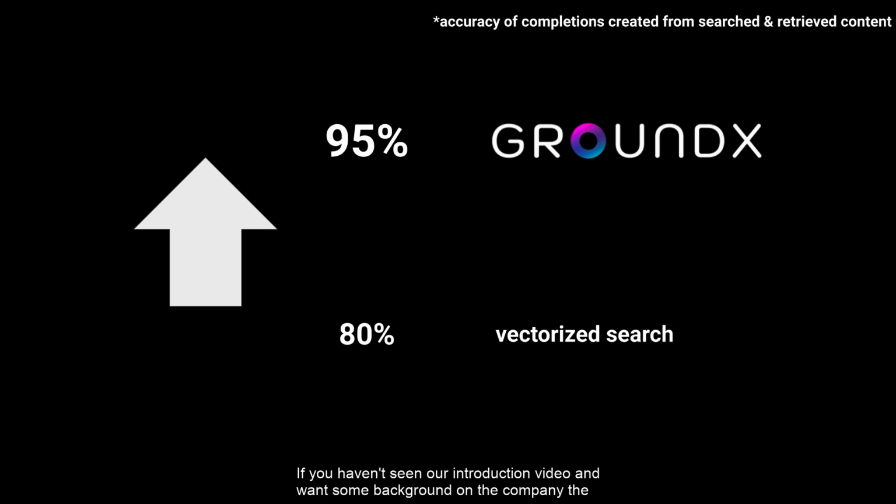If you haven't seen our introduction video and want some background on the company, the architecture of the system, or some of the challenges of using a vector database such as Pinecone with your content, I suggest you check it out. I go into the issues of using a vector database and vector search with a document such as a courtroom trial transcript, and I'm going to use this trial transcript in the demonstration that I'm going to do for you in this video.